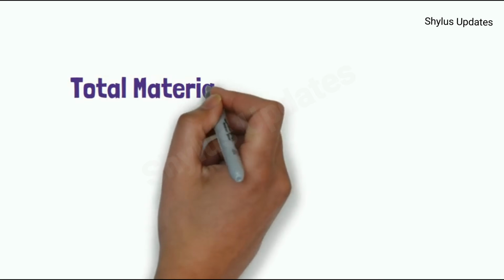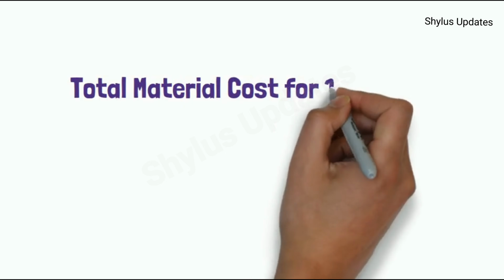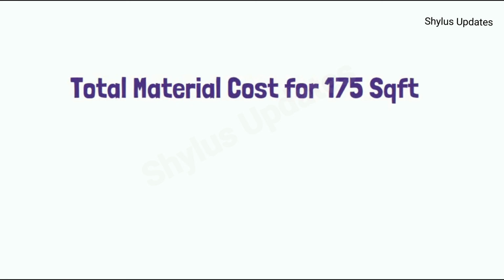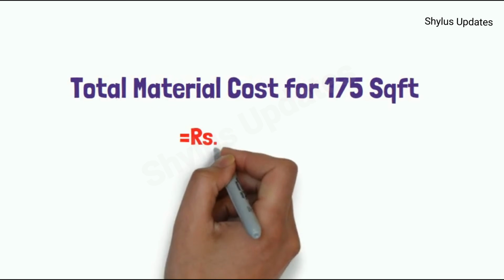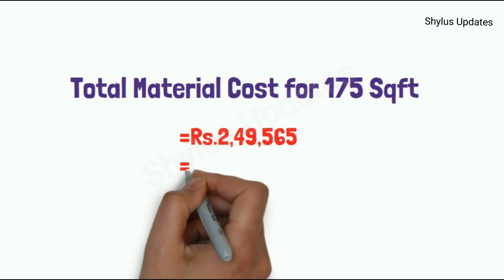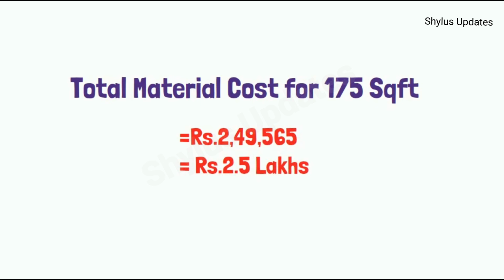When you add all these costs, you get the total material cost for a 175 square feet house, rupees 2,49,565, which is equal to 2.5 lakhs.